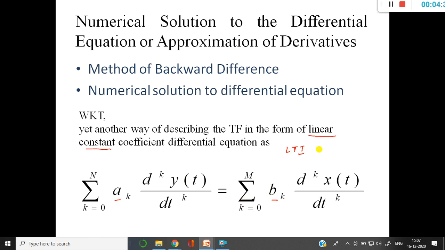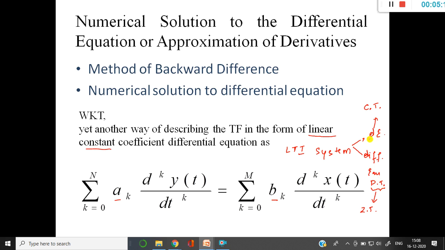If you remember, LTI system representations are in the form of differential equations and difference equations, right? Differential equations for continuous time and difference equations for discrete time. Once we obtain the difference equations, it is very easy for me to apply the z transform, because difference equations are represented by discrete time signals.